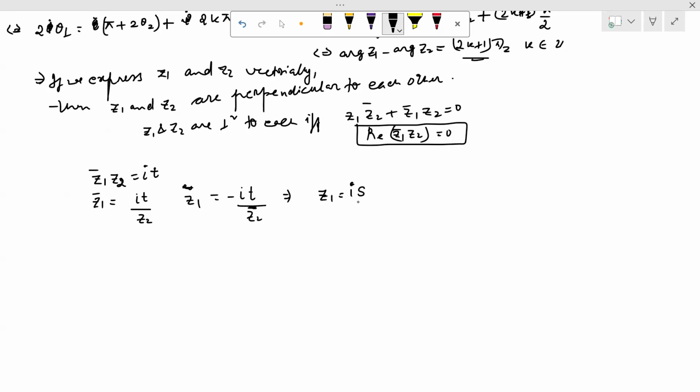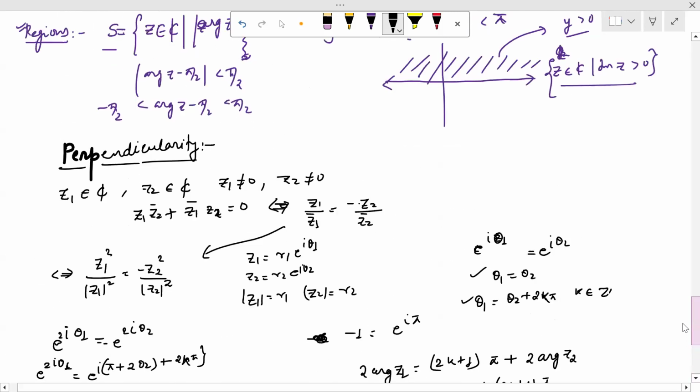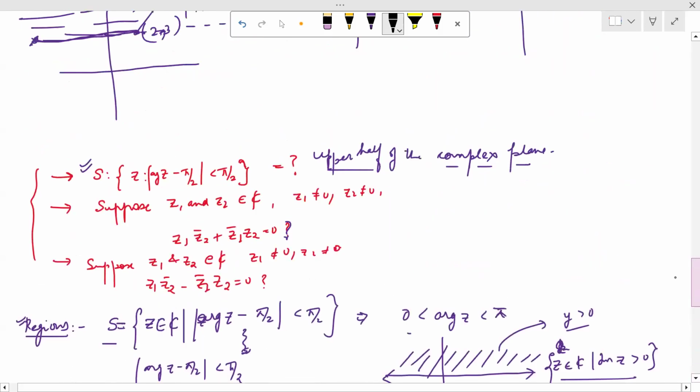If I just multiply by Z2 up and below, you can express Z1 as iota times the other complex number. So basically this helps a lot. One has to remember that if this is the condition given to you, so the first question I've already solved. This first question has been solved.